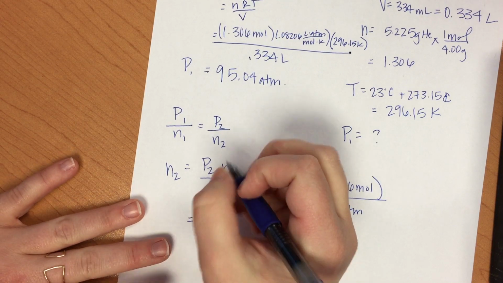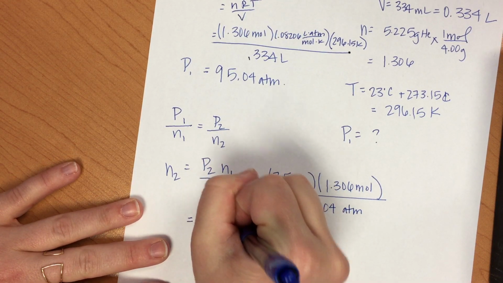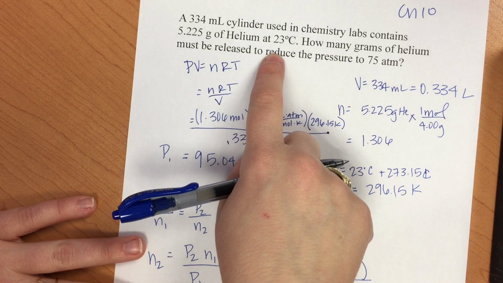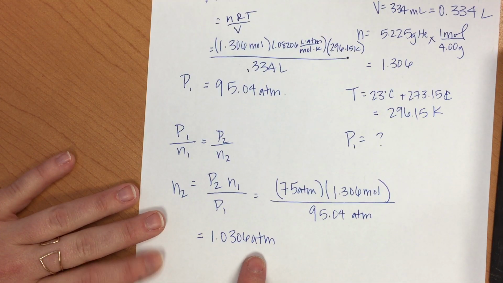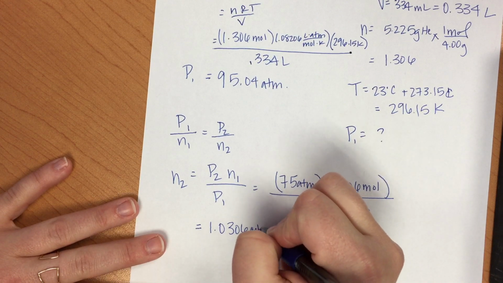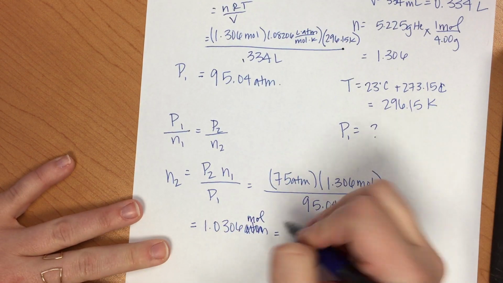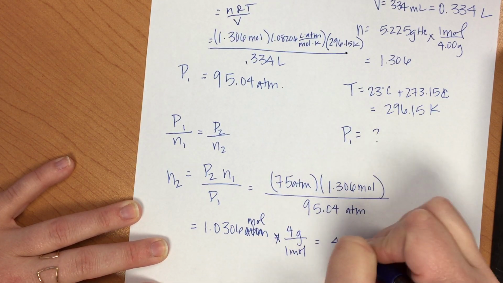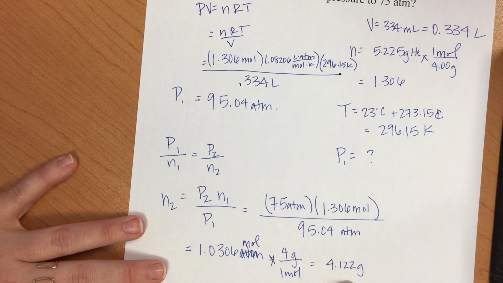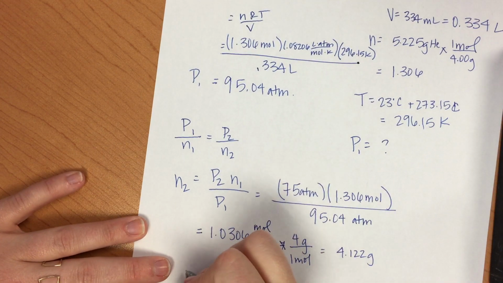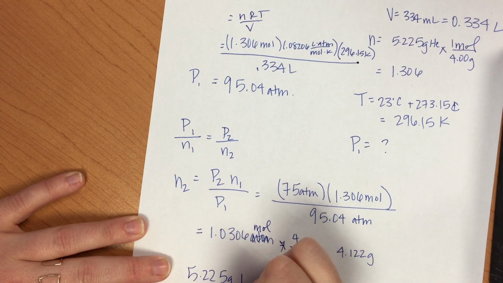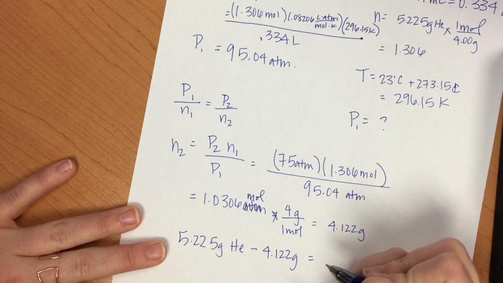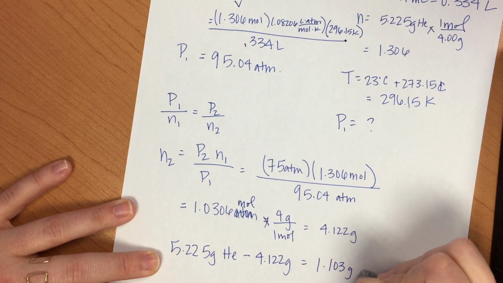We can now solve for that, which is 1.0306 moles. Now, the question asks how many grams of helium must be released. And so we need to solve for how many grams we have in this situation and then subtract. If we multiply that by in 1 mole, there are 4 grams. We get 4.122 grams need to be in this container, and so we need to know how many grams of helium must be released, which is 5.225 grams of helium minus 4.122 grams. In this case, 1.103 grams needs to be released.